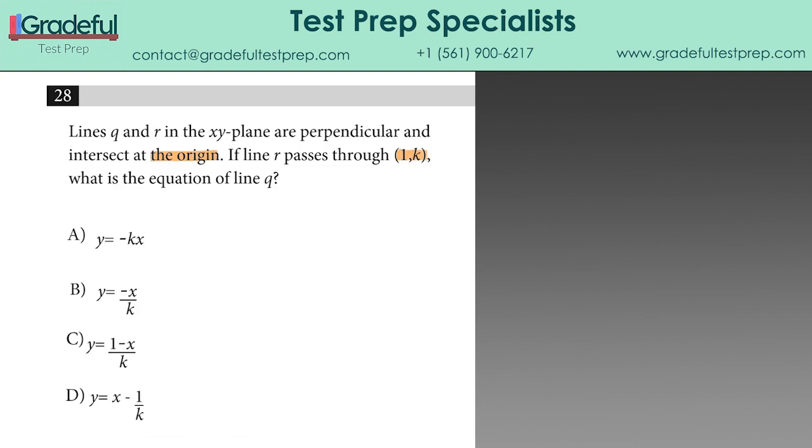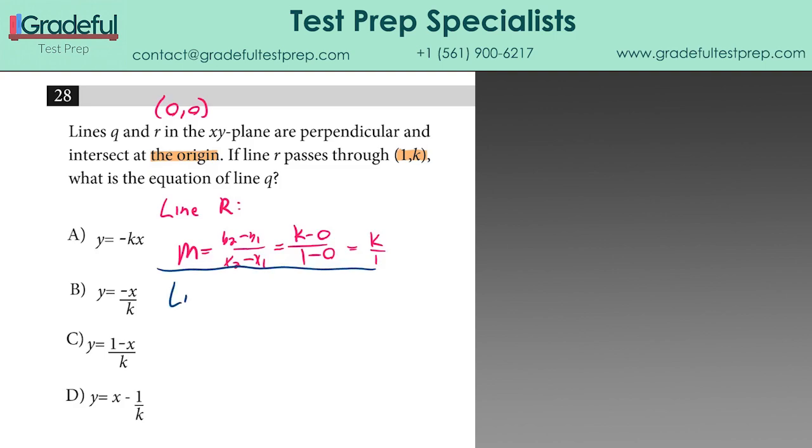So for line R, we can actually get an expression for the slope because it's y2 minus y1 over x2 minus x1. And so if we take (1, k) and (0, 0), we can say that that's k minus 0 over 1 minus 0, which is k over 1, or just k. Now, if line Q is perpendicular to that, then that means that the slope is going to be the negative reciprocal. It's going to be negative 1 over k.